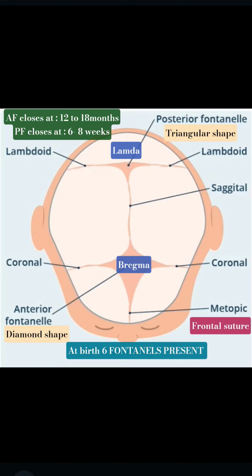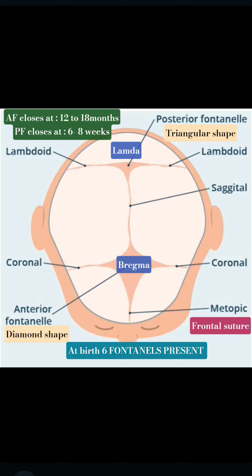Generally, there are four minor fontanelles and two major fontanelles present. What you are seeing now, these two are the major fontanelles, anterior and posterior, and the remaining fontanelles are two anterolateral and two posterolateral fontanelles.